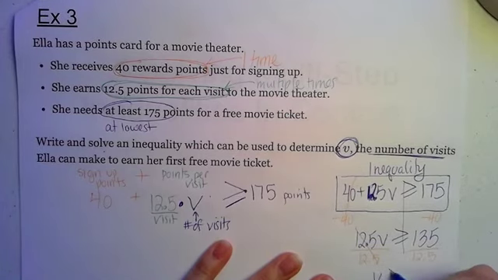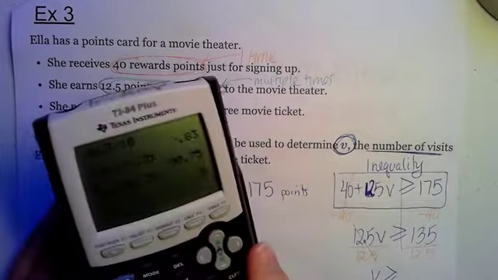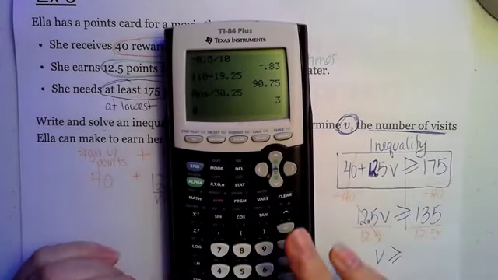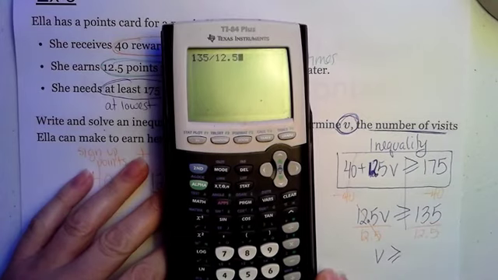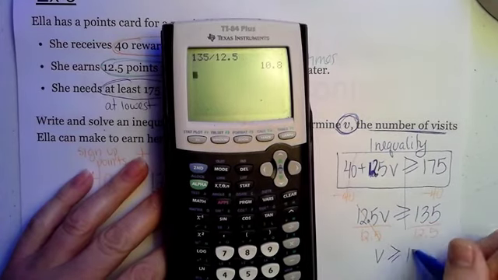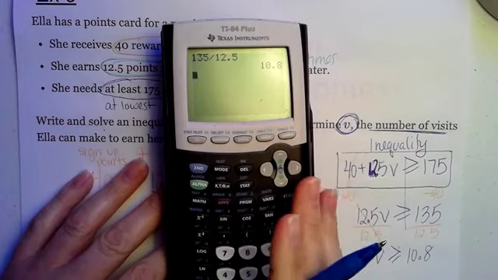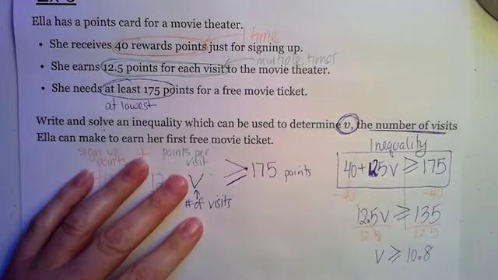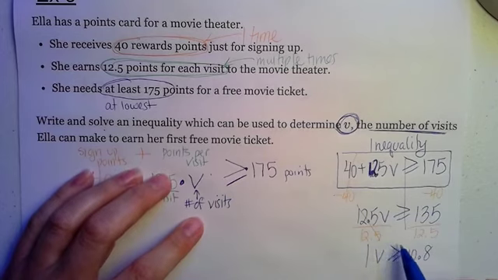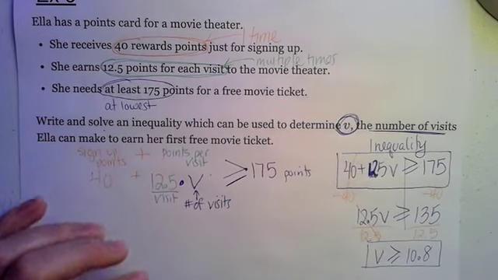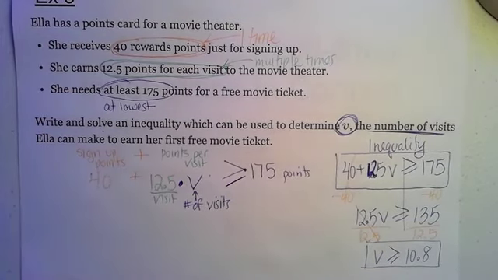So I have V is greater than or equal to a number I don't know how to do, and that's what calculators are for. All right, 135 divided by 12.5 is 10.8. So she needs to go at least 10.8 times. That means by her 11th visit, she'll earn a free ticket. But I do think they want the 10.8.